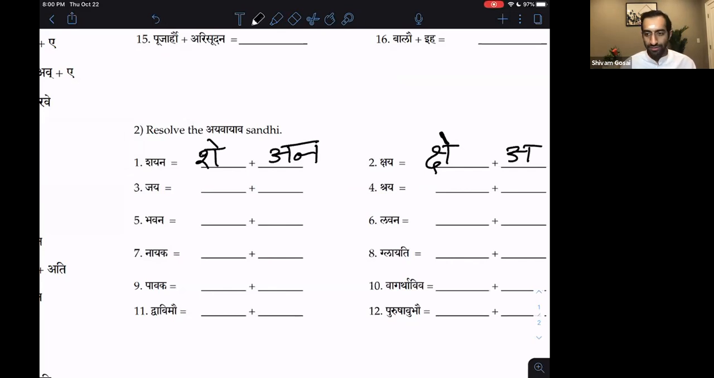Okay, so notice that the first side has to be o, au. So it must be not bu, it must be bo. Bo plus ana is bhavana. Correct. Bo plus ana is bhavana.